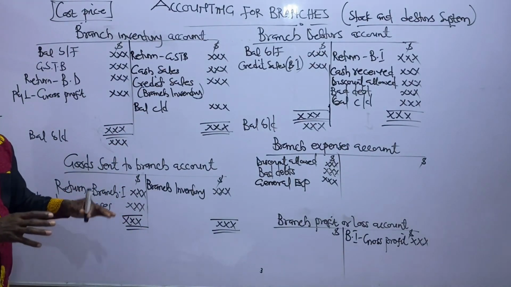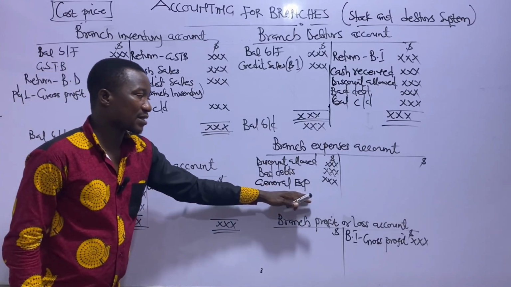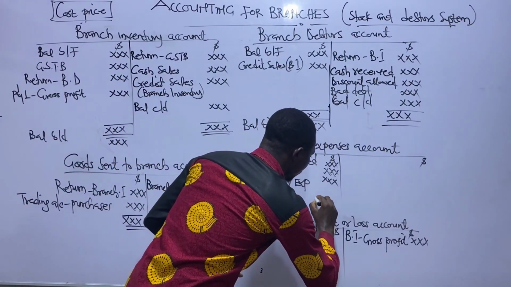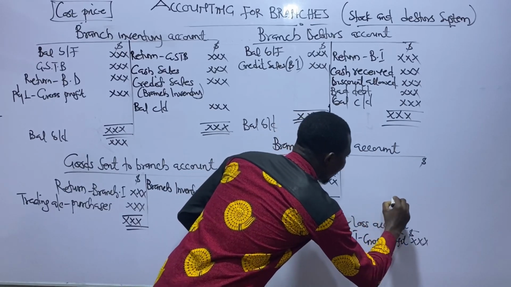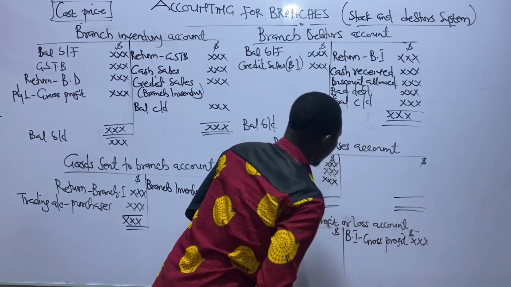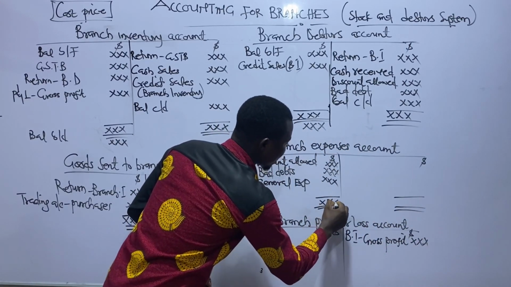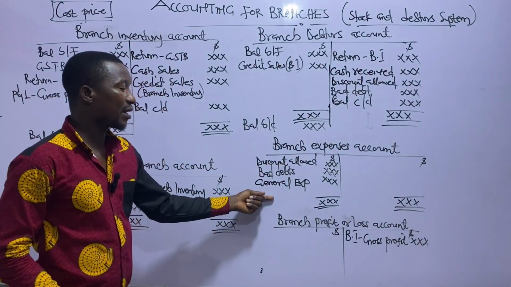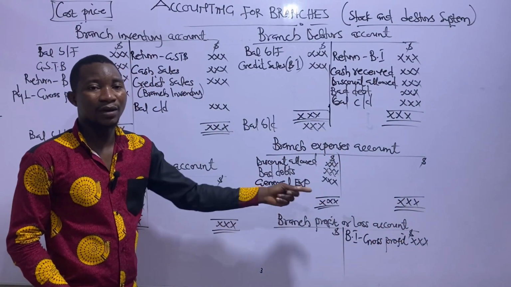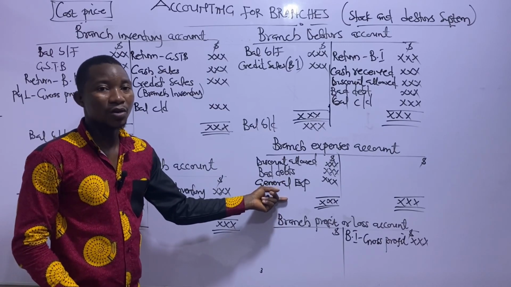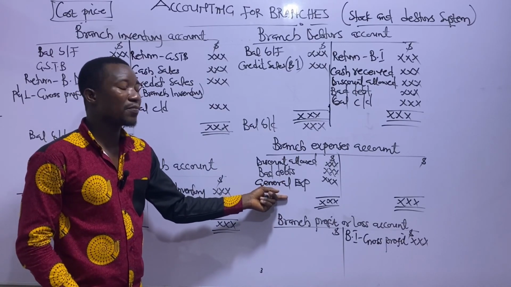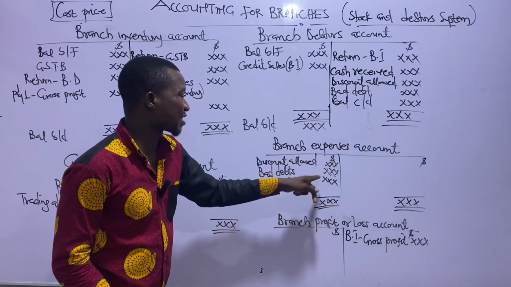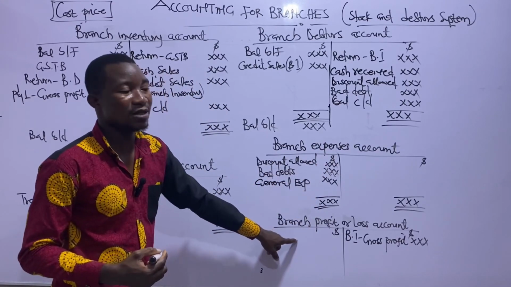Now, if we want to close the expenses account, it is also simple as well. So to do that, you have it this way. Now, the expenses will not have any balance carried down or brought down. The expenses account needs to be closed because the expenses have to be matched against the revenue generated. Is that okay? So these expenses will be transferred to the profit and loss account.